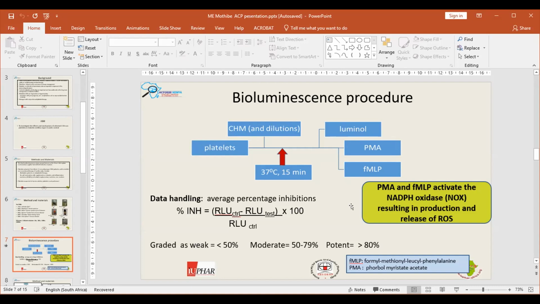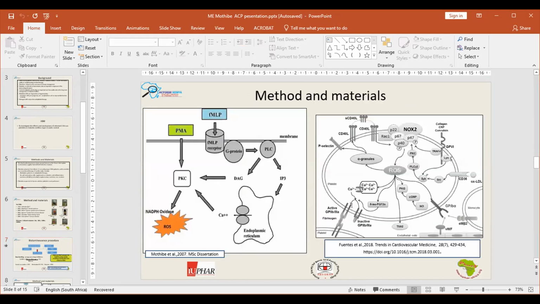Now, PMA and FMLP are both agonists on the NADPH oxidase system, which results in production and release of reactive oxygen species. However, PMA directly activates protein kinase C, which activates this enzyme system, whereas FMLP binds to a membrane-bound G-protein coupled receptor, initiating a cascade of reactions that result in activation of protein kinase C and activation of the NADPH oxidase system.